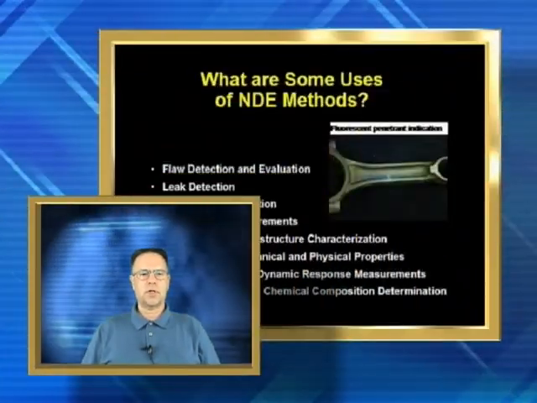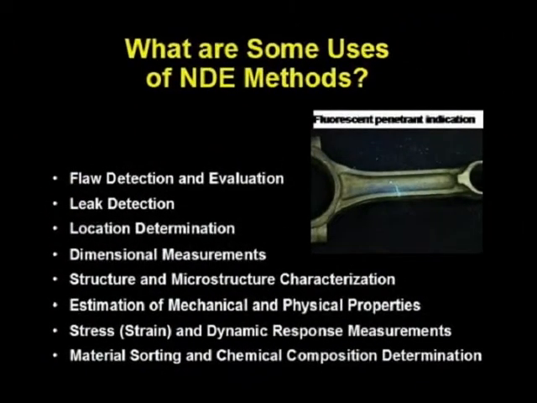The most common methods are visual, penetrant, magnetic particle, X-ray, ultrasonic, and eddy current. Most of these methods are inherently visual. Some of the uses of NDE methods include flaw detection, leak detection, dimensional measurements, structural characterization, estimation of physical properties, measurement of stress or strain, and material sorting.